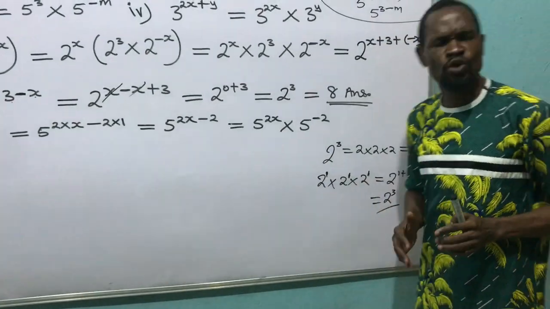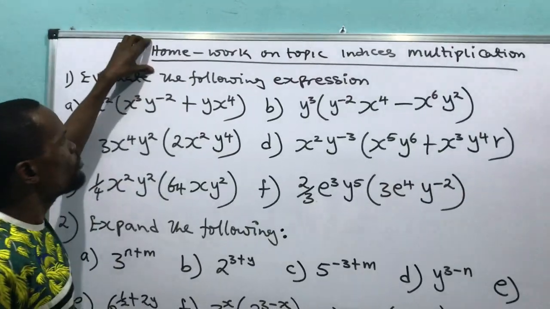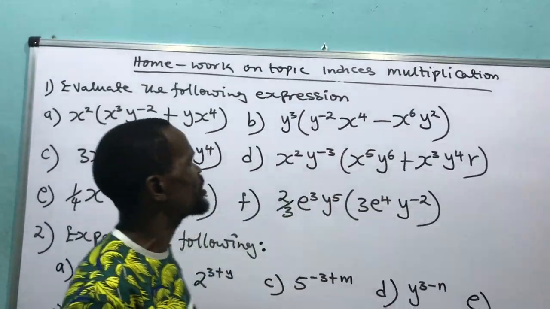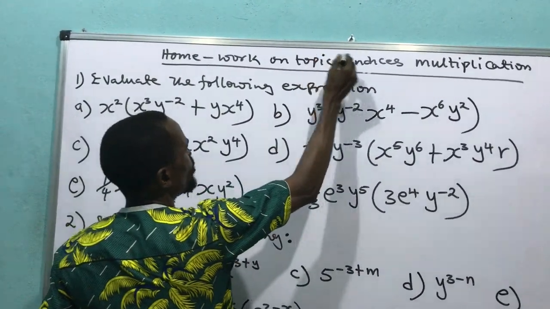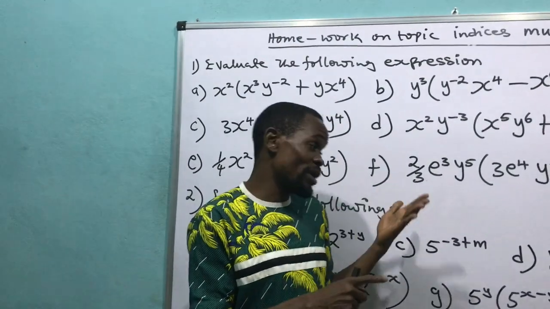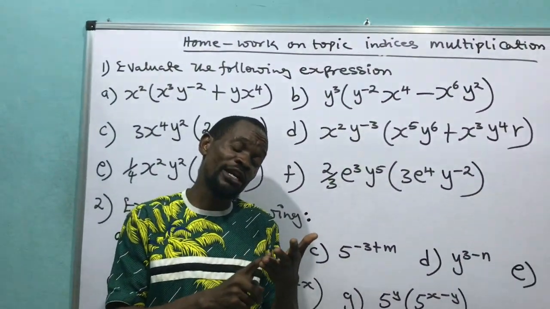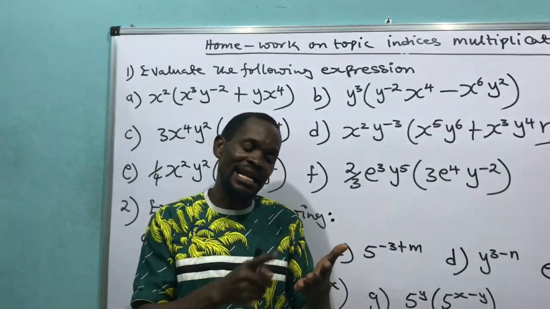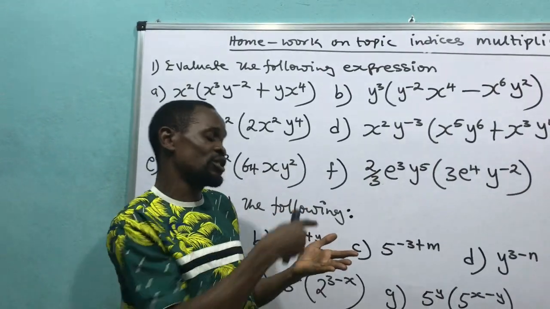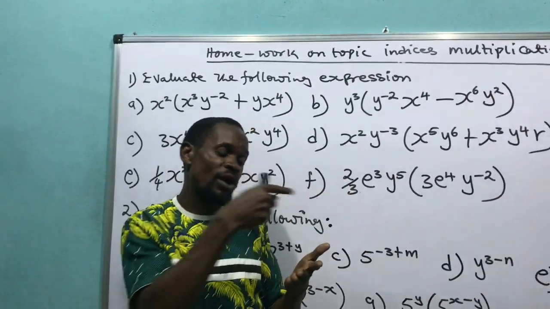Then let's go into homework. Homework on topic indices multiplication. That's homework on the topic we have dealt with so far. The homework we are giving to you now is homework on what we have done in lesson 1 and lesson 2. We are not giving you the homework right now in lesson 2, but this covers lesson 1 and lesson 2.